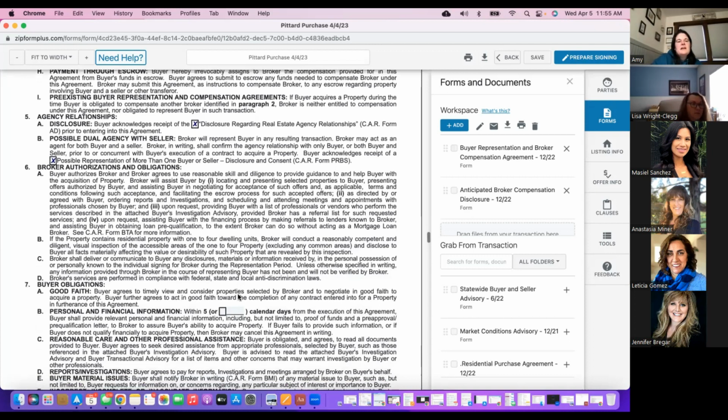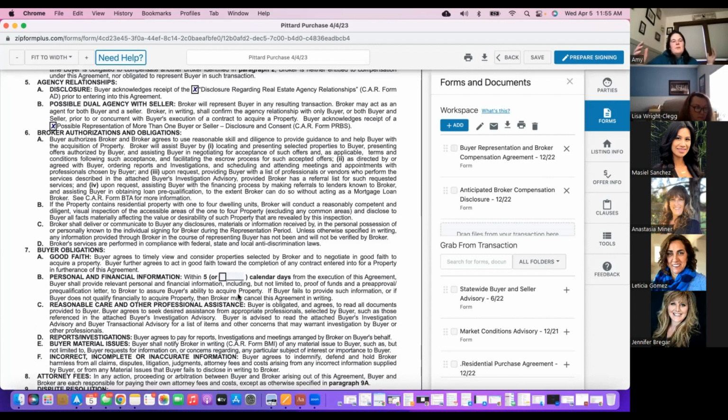Broker authorizations and obligations, right? This is the important part because this authorizes and tells them what our obligations are. The buyer authorizes broker and the broker agrees to use reasonable skill and diligence and provide guidance to help buyer with the acquisition of property. The broker will assist buyer in locating and presenting selected properties to buyer, presenting offers authorized by buyer, and assisting buyer in negotiation for acceptance of such offers, and as applicable, terms and conditions following such acceptance, and facilitating the escrow process for such accepted offers.